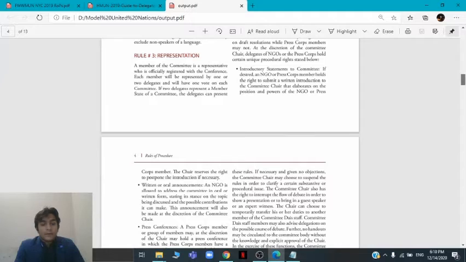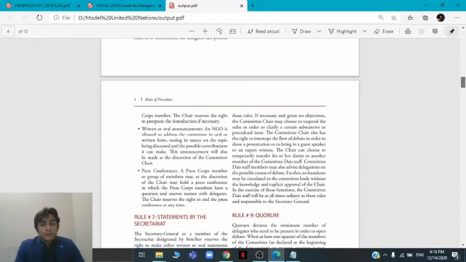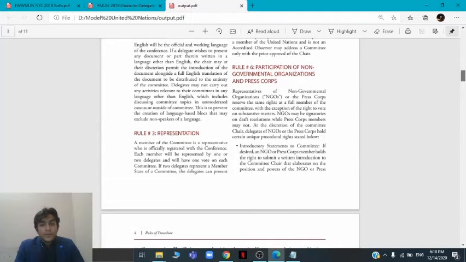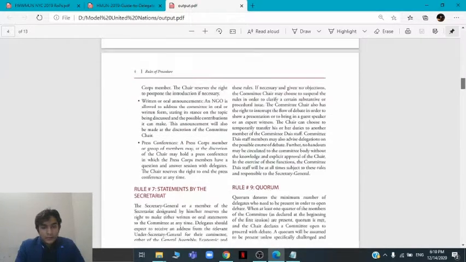The chair can also give you permission to speak or present your working papers. But it is also important to understand that you are not given the right to vote on substantive matters, and you can only be a signatory on draft resolutions or working papers. Well, that's the other thing.